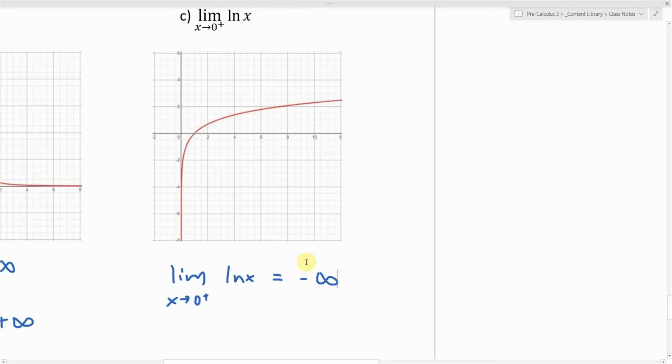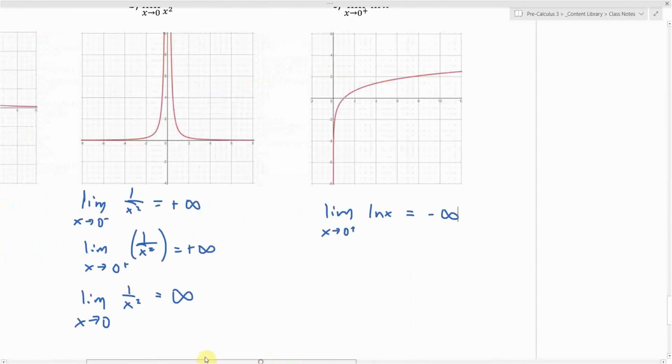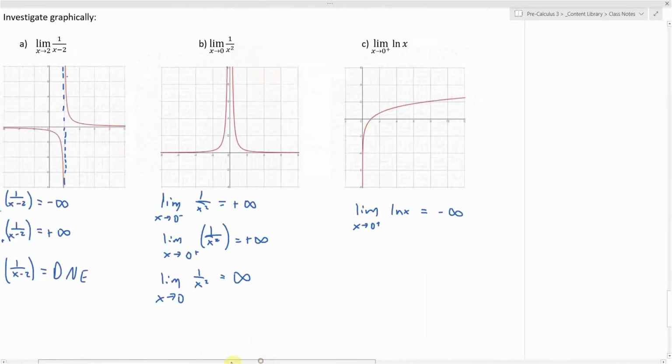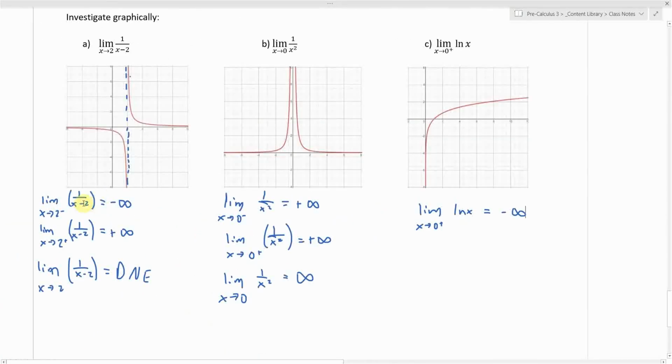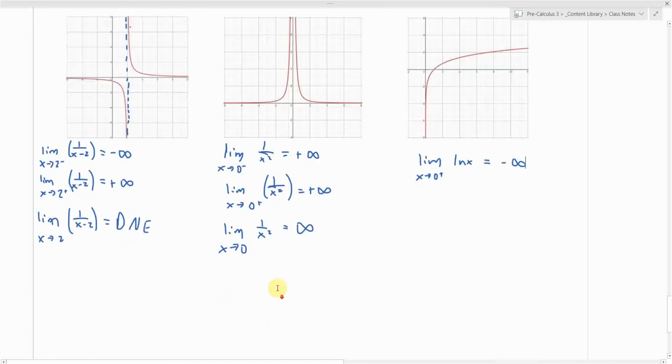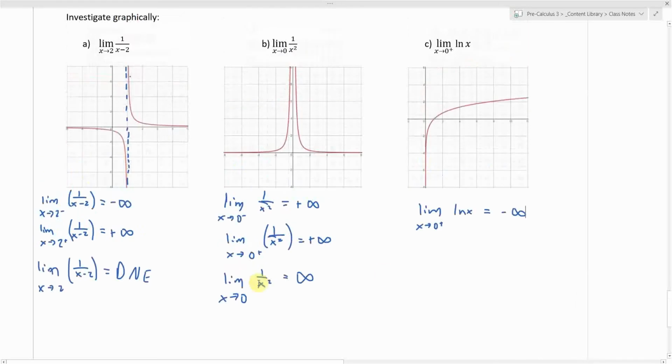Okay. So that's a discussion on infinite limits. You should always consider them by one-sided limits, and then if they happen to be equal from opposite sides, you can talk about the whole limit, or the limit as x approaches that particular value.